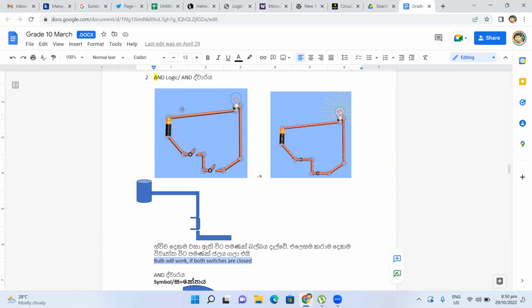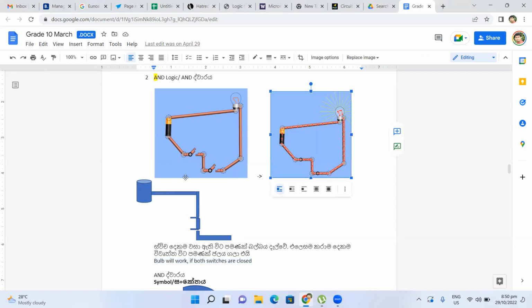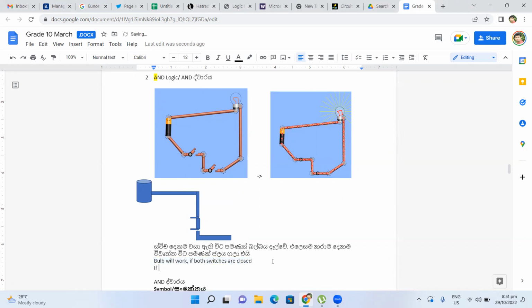That is the idea. Just draw these two and also this one. Then please write down this. And also write down if both valves are open, then water will come.